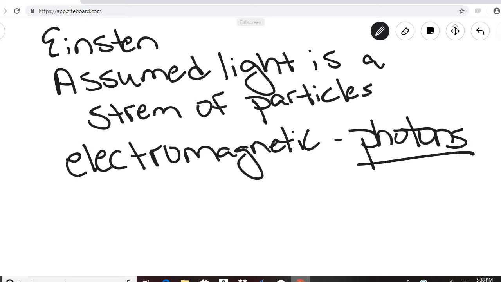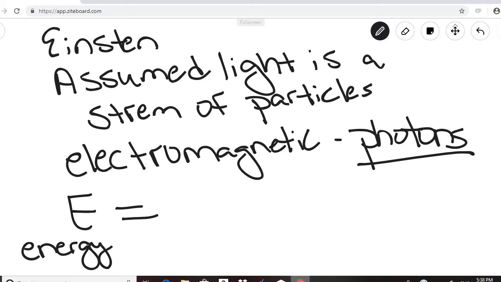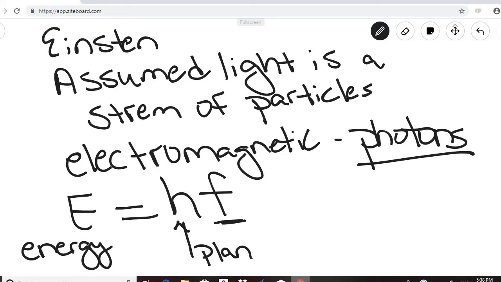And he said that the energy of the light, which is signified with the letter E, is directly proportional to the frequency. So we have this equation then: the energy of the light is proportional to the frequency, and this letter h stands for a standard constant, which is called Planck's constant.